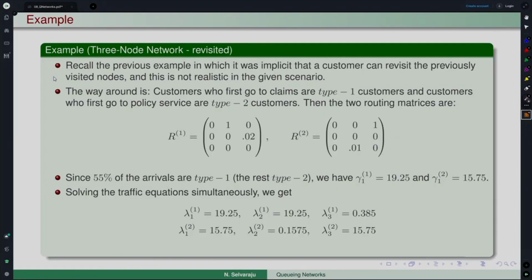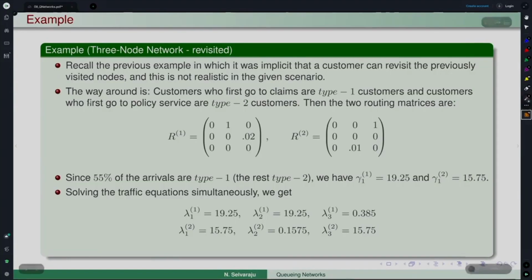If that is the case, then what can you do? You can designate these two as 2 different classes. Remember, we have the single FCFS queue for all customers, and anyone can do service for any of these classes in that node, and then you have the process here, right. That is what you have. So, the way around for this particular situation is that customers who first go to claims are type 1 customers. Now, what you can do is segregate node 2 and node 3 with routing separately, so that they will exit from there and will not come back to this if you do that.